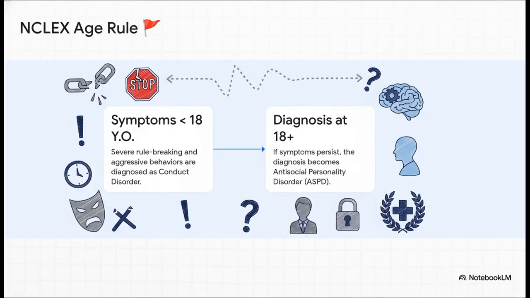This one is just pure recall and apply for the exam. It's a guaranteed question. The behaviors might look the same, but you cannot diagnose antisocial personality disorder in a minor. Before they turn 18, the diagnosis is conduct disorder, period.